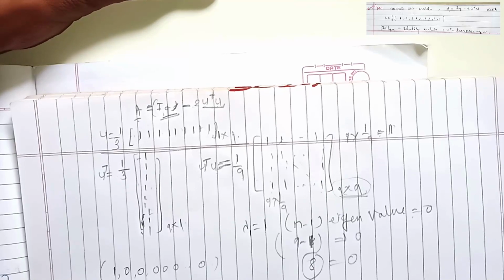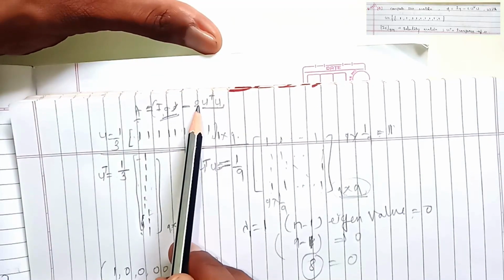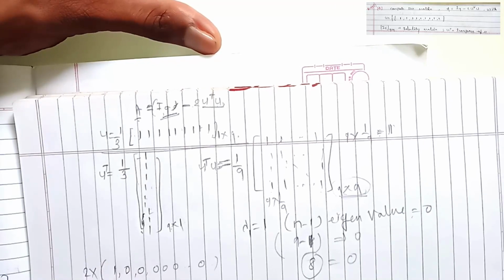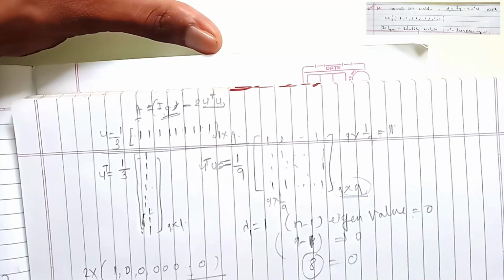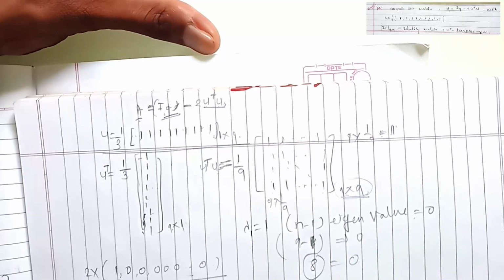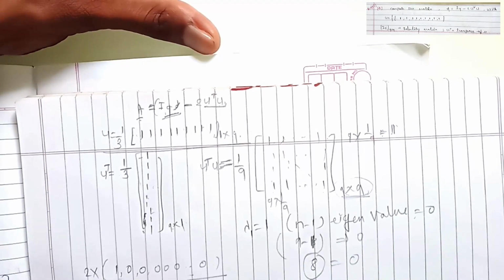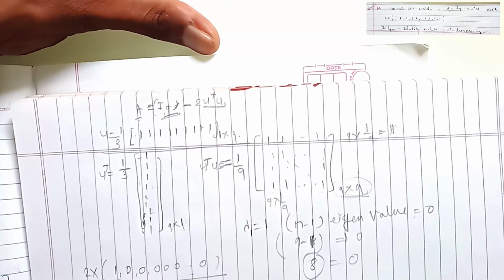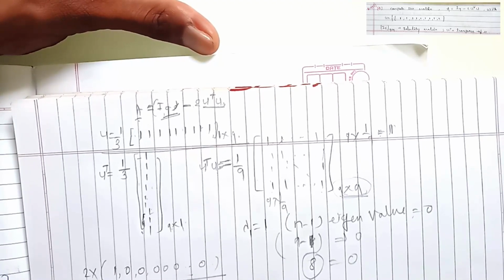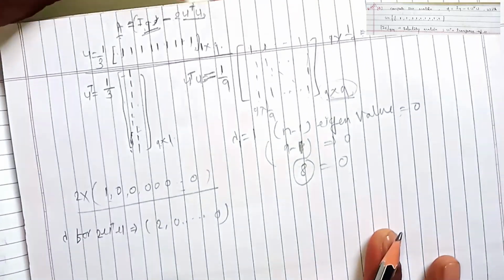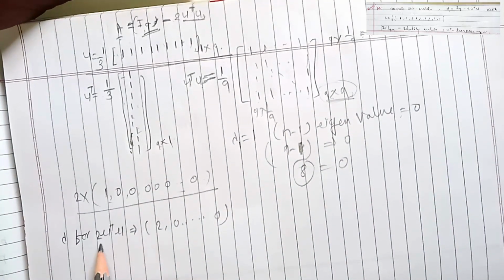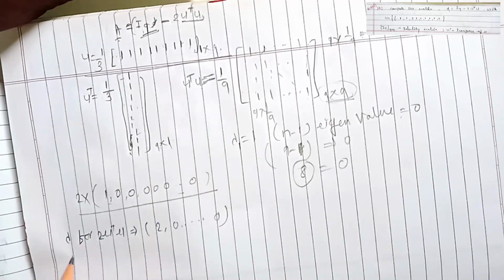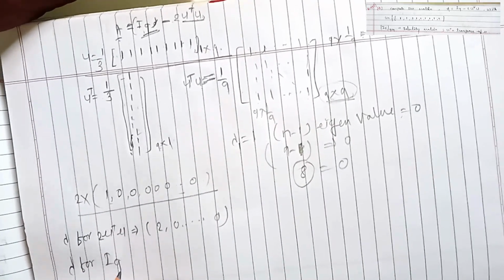Now we want the eigenvalue for 2 into u transpose of u. That means 2 multiplied by the eigenvalue of u transpose of u. So I got the lambda for 2 into u transpose into u, which is 2, and the remaining all are 0. So this is the lambda for 2 times u transpose into u. Now lambda for I9.